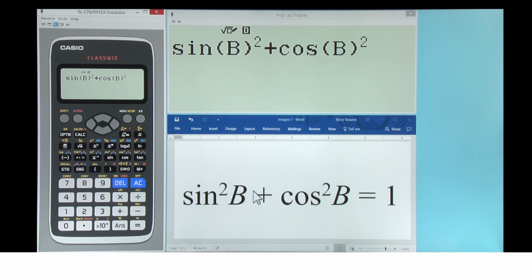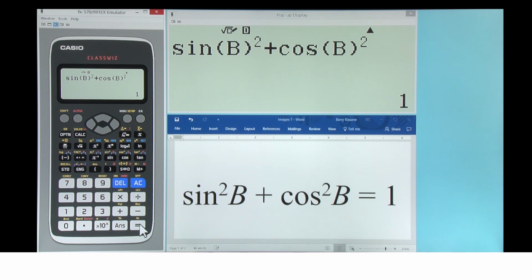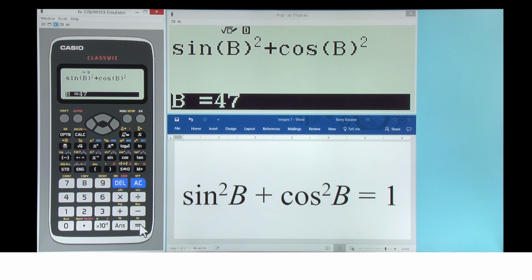Now to evaluate this expression of sine squared b add cosine squared b, the easiest way is to use the Calc menu. So tap the Calc command here, and we'll enter a suitable value for the variable b, for example 47 degrees, and tap equals. ClassWiz shows us that b is 47, and the value when we tap equals is 1.